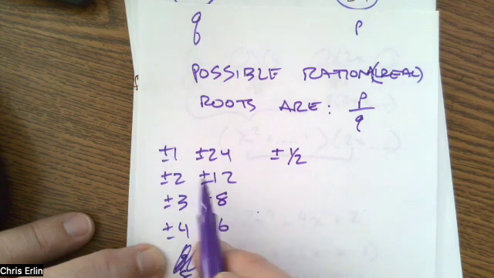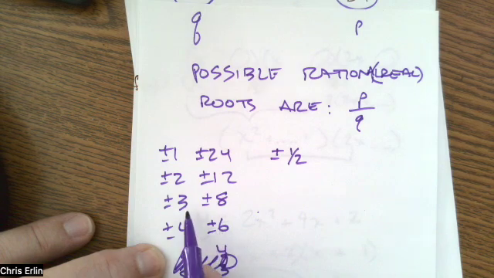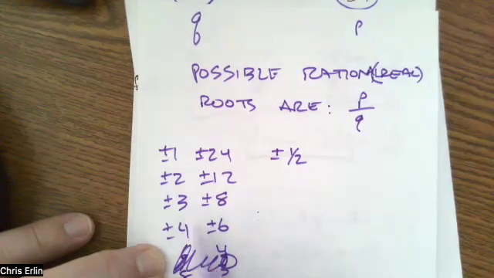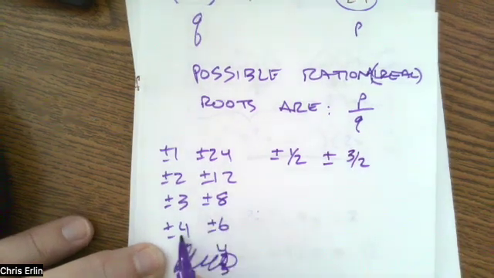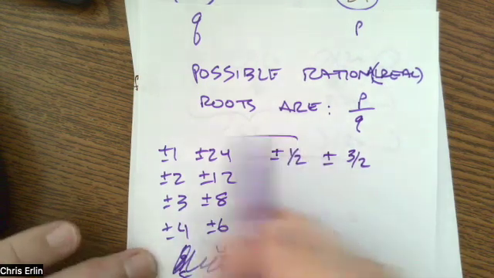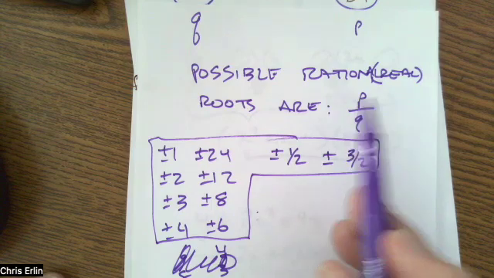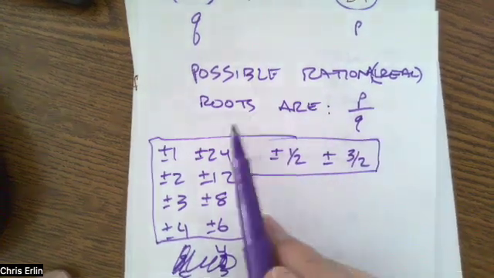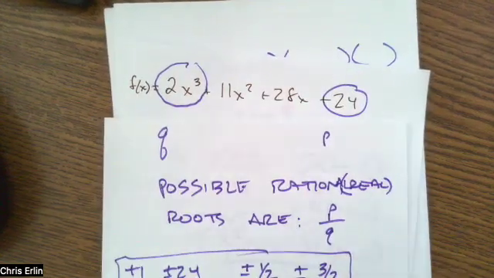No, because I've got 1. Do I need to worry about 12 over 2? No. Do I need to worry about 3 over 2? Yes. 8 over 2? Nope, that's covered. 4 over 2? Nope, that's covered. 6 over 2? Nope, that's covered. This is now a comprehensive list of all the possible rational, which means real, roots of this polynomial function. Who's with me on that?